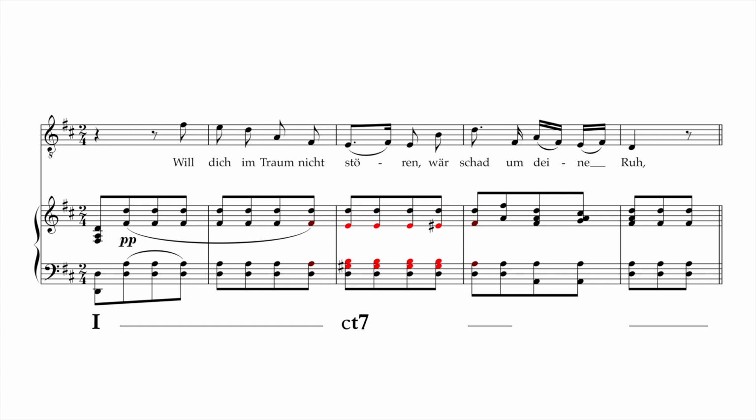Another interesting detail worth noting is the text painting. Note how Schubert uses the unexpected harmony on the word stören, which means to interrupt.